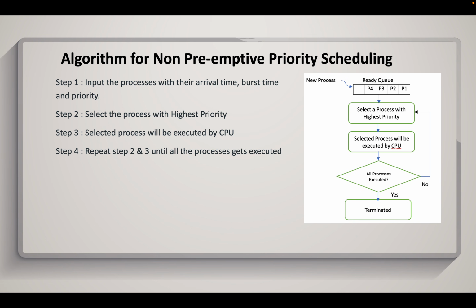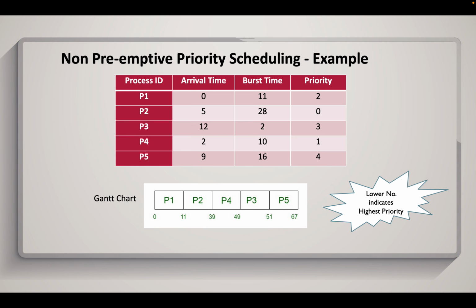The third one is priority scheduling. In this case, the highest priority job gets the CPU first. Here you see the example. For every process there is some priority. Here a lower number indicates higher priority. It means P2 is a higher priority case. But at time 0, only P1 is available, so P1 gets the CPU.